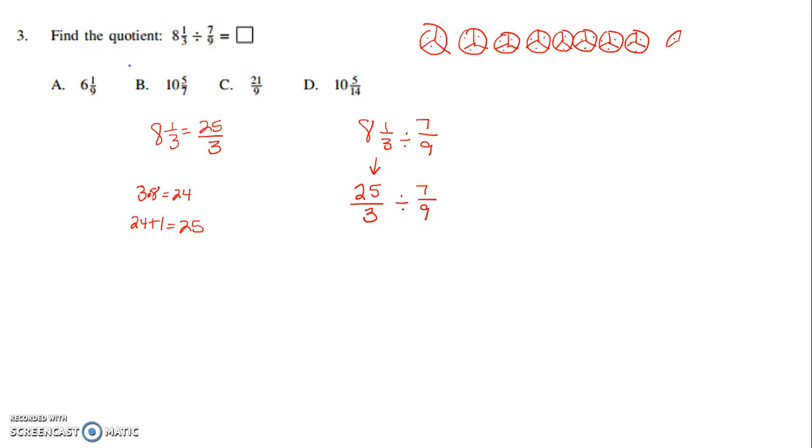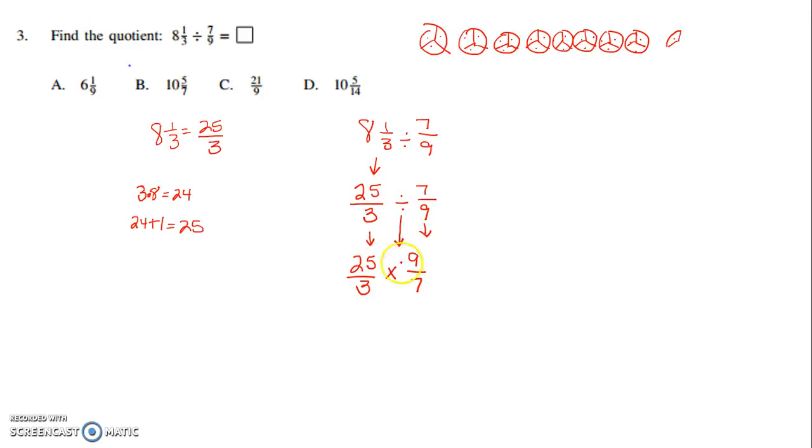Again, there are several ways to go about this division. We could come up with a common denominator, then divide straight across the top, straight across the bottom. I'm personally going to use the standard algorithm, which is: you keep that first fraction, 25 thirds, you change your division to multiplication, and then you take the inverse of the second fraction. You just flip that over. You multiply by the multiplicative inverse. So instead of 7/9, you flip it over and make it 9/7.